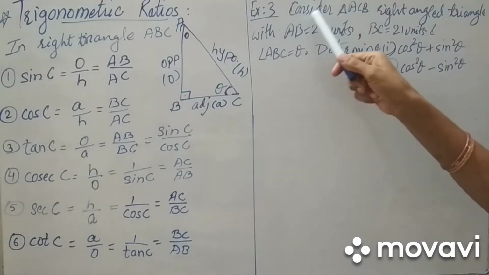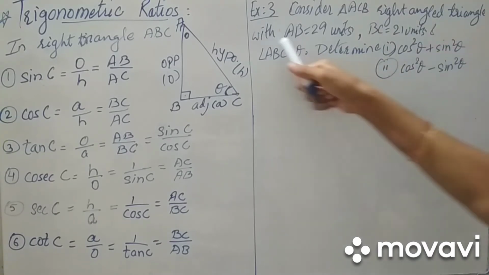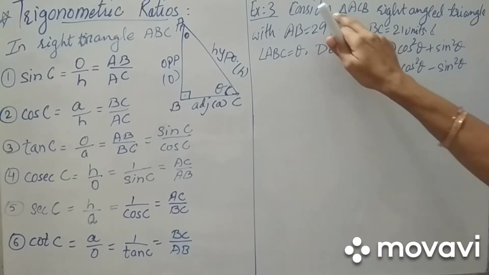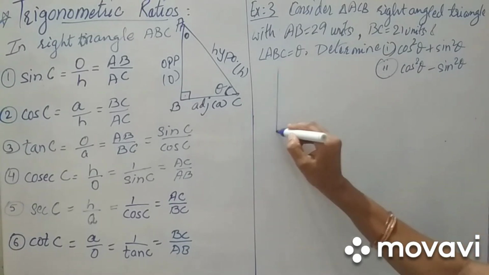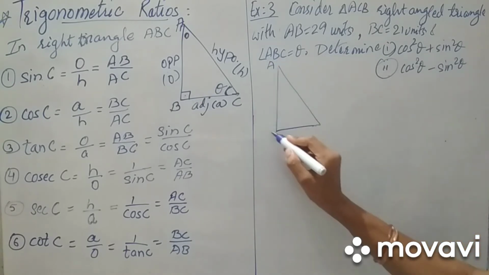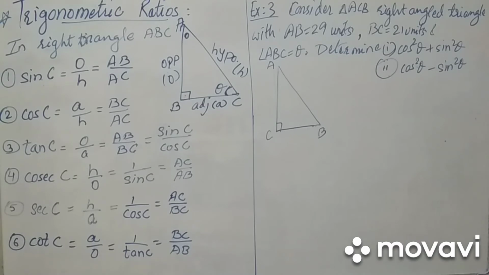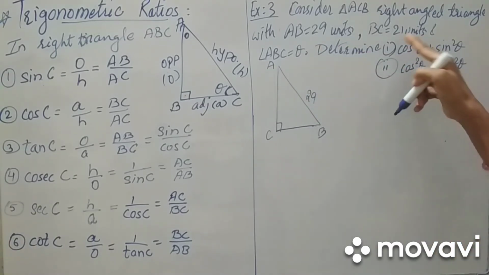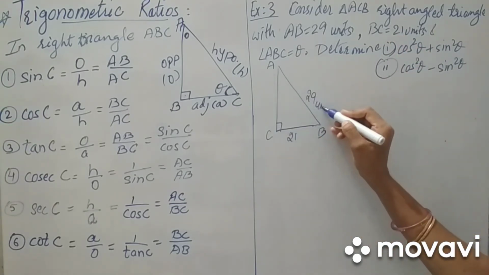For example, consider a triangle ACB, right angled triangle with AB equal to 29 units. Which is my right angle? C, which is coming in the center, would become my right angle. So label it A, C, B. This C is my right angle. In this, AB is 29 and BC is 21 units.